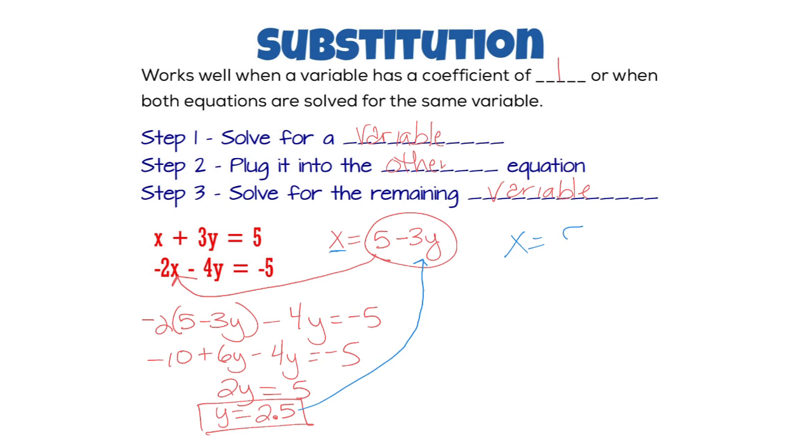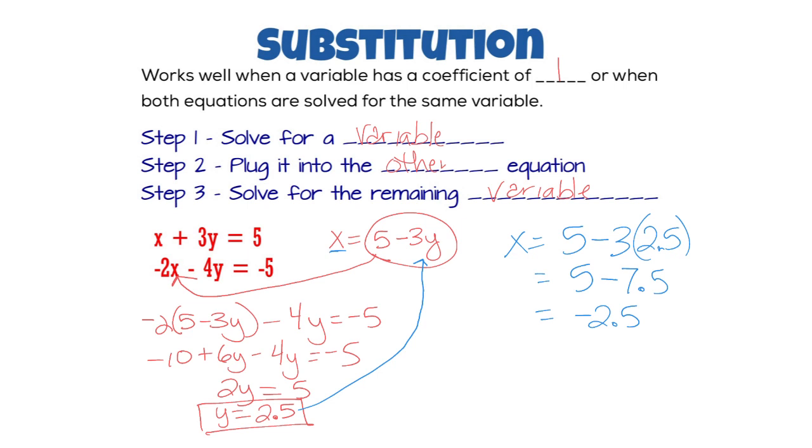So x is equal to 5 minus 3. And then I put in that 2.5 for the y. And then I'm just going to math that out. So 3 times 2.5 would be 7.5. So I'm left with a 5 minus 7.5, which is a -2.5.